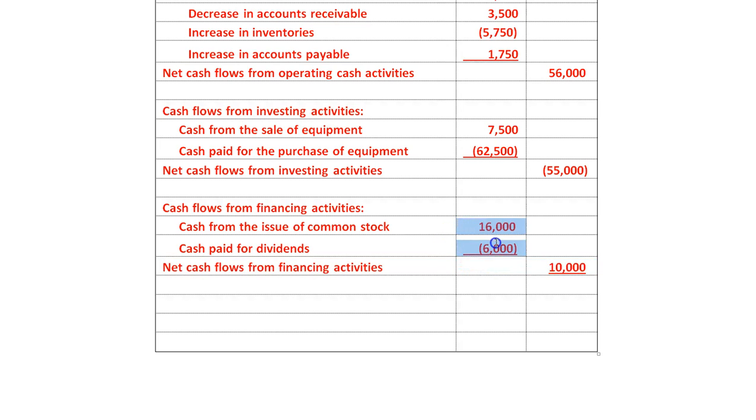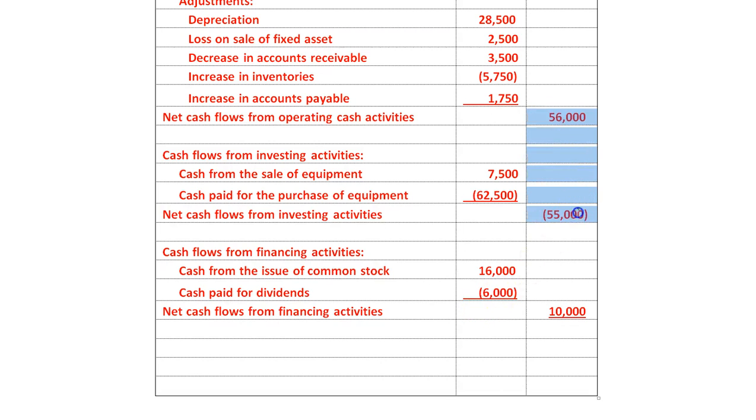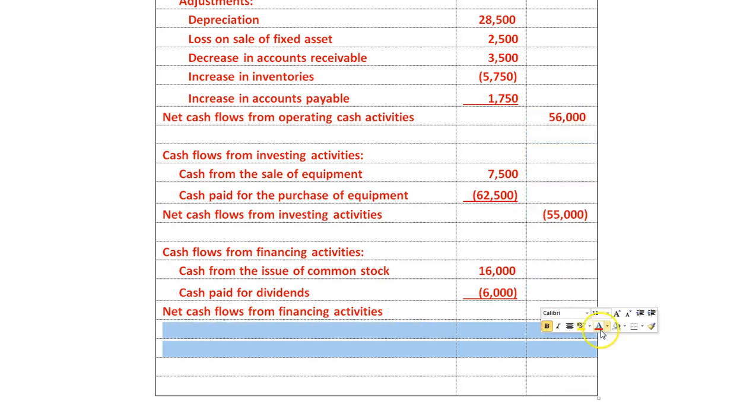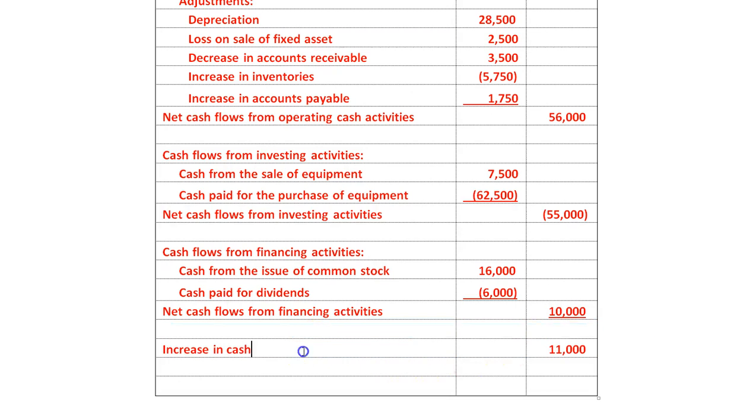Alright, we'll net those two together and we'll get to 10,000. Our next step is to add up the three different sections. So we're going to net together these three numbers. So it'll be 56,000 minus 55,000 plus 10,000, to the total increase in cash.